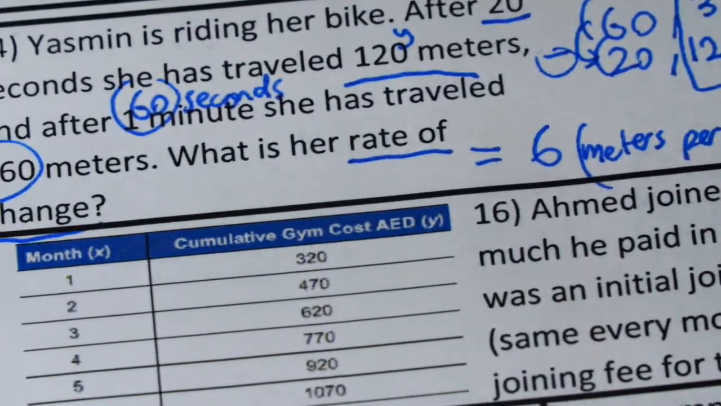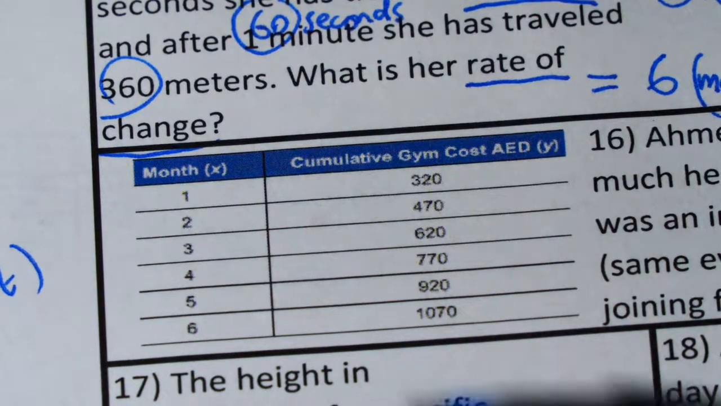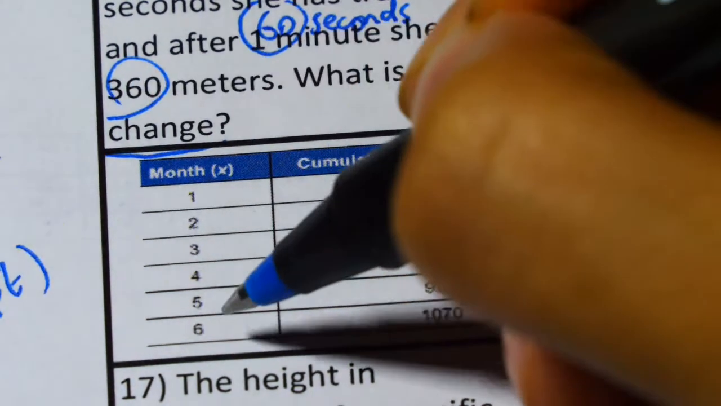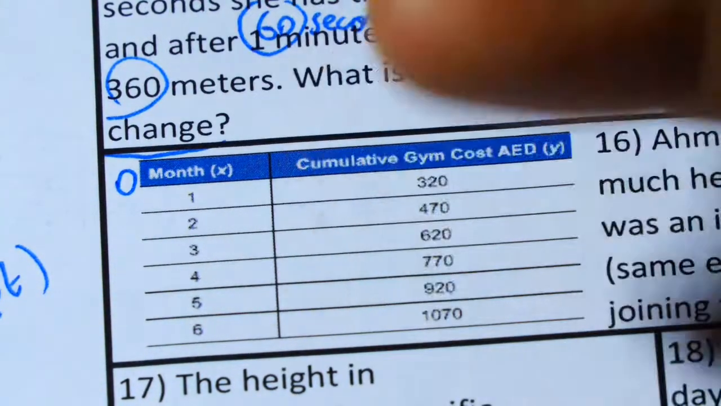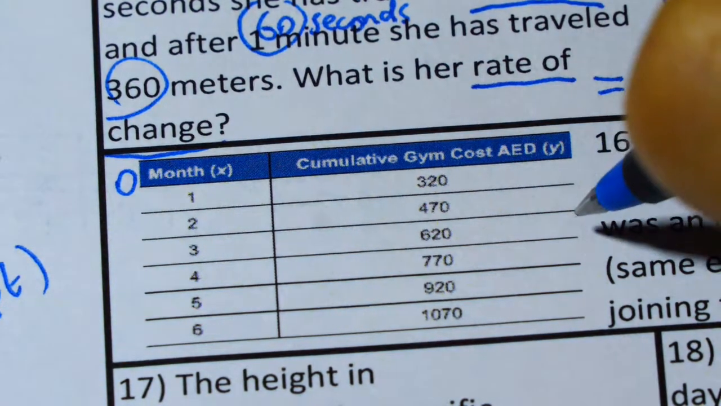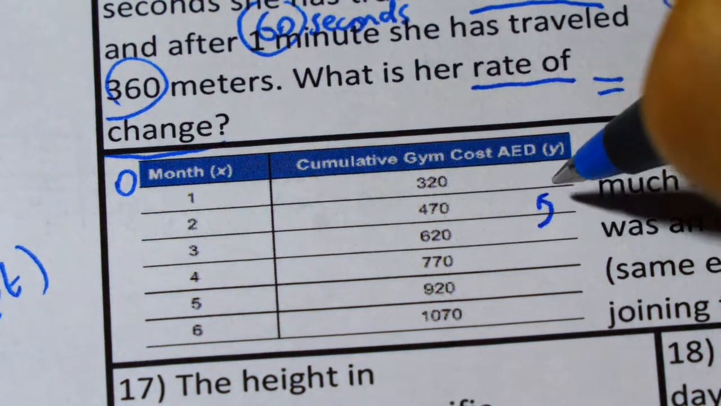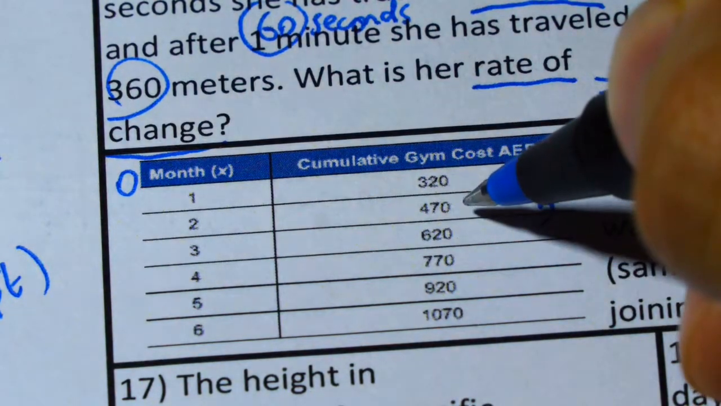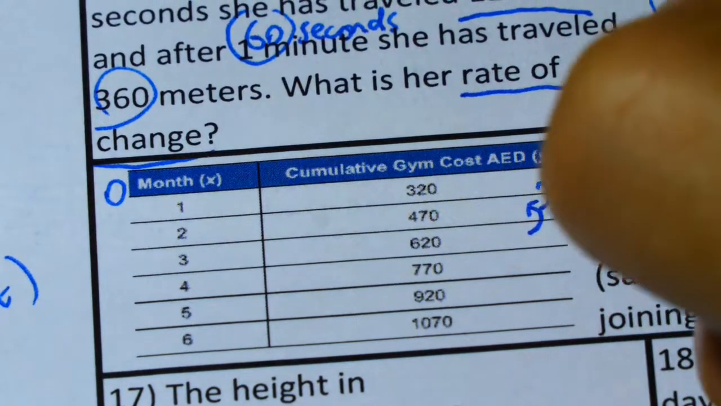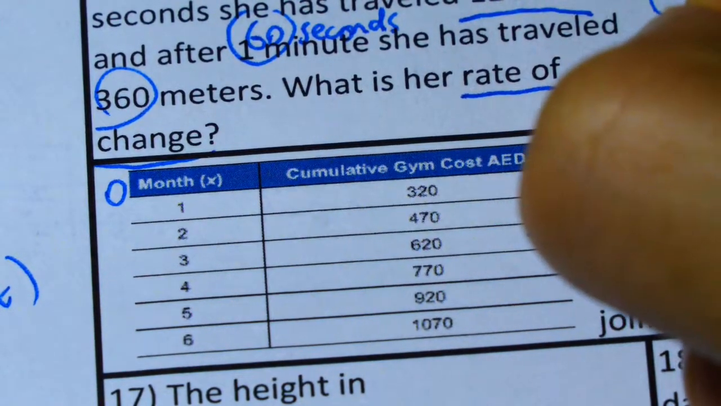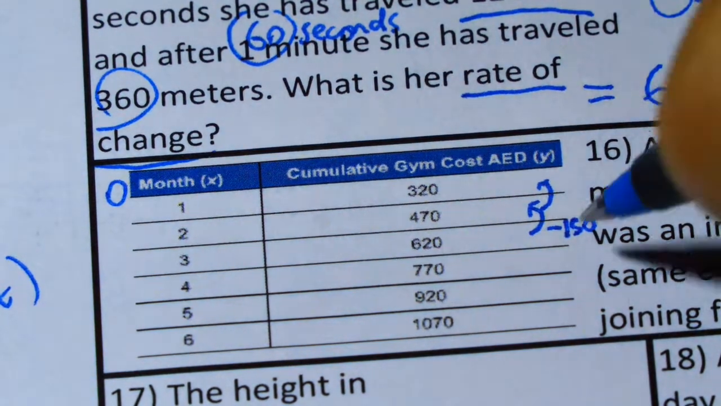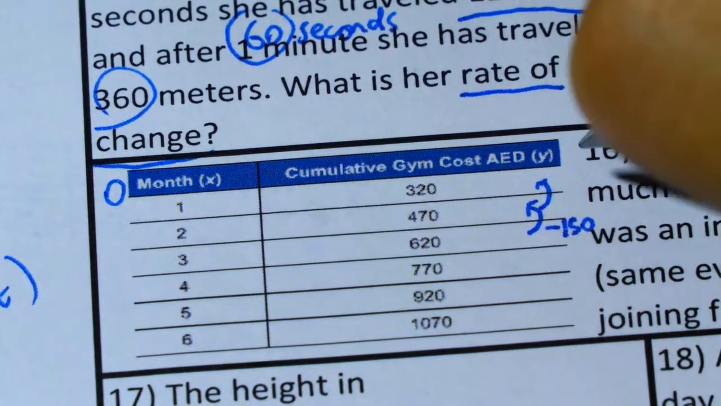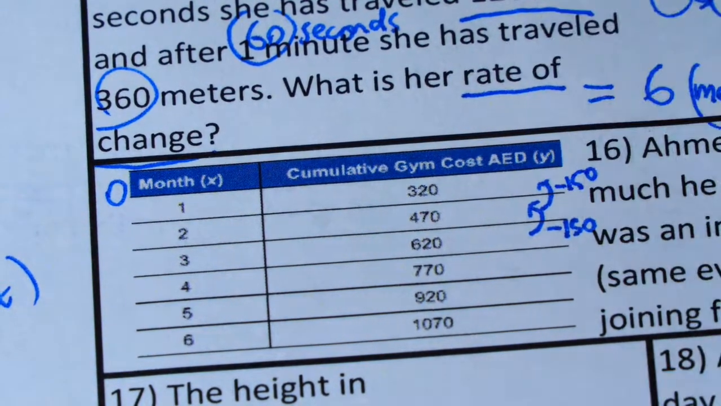Okay, so here in our table, we don't have when x is 0. So we need to calculate it. Okay, so 6, 5, 4, 3, 2, 1, we need a 0 here. Now we just need to see what is the pattern from here to here, from here to here. Okay, so from 620 to 470, we minus 150. And it's the same for all of these. Same for this one. 470 minus 150 equals 320.